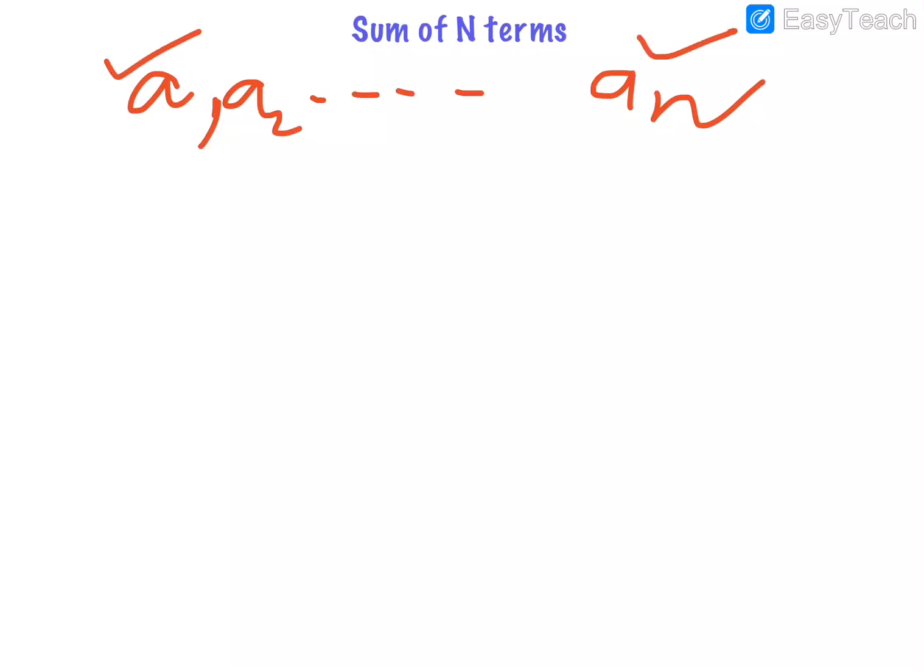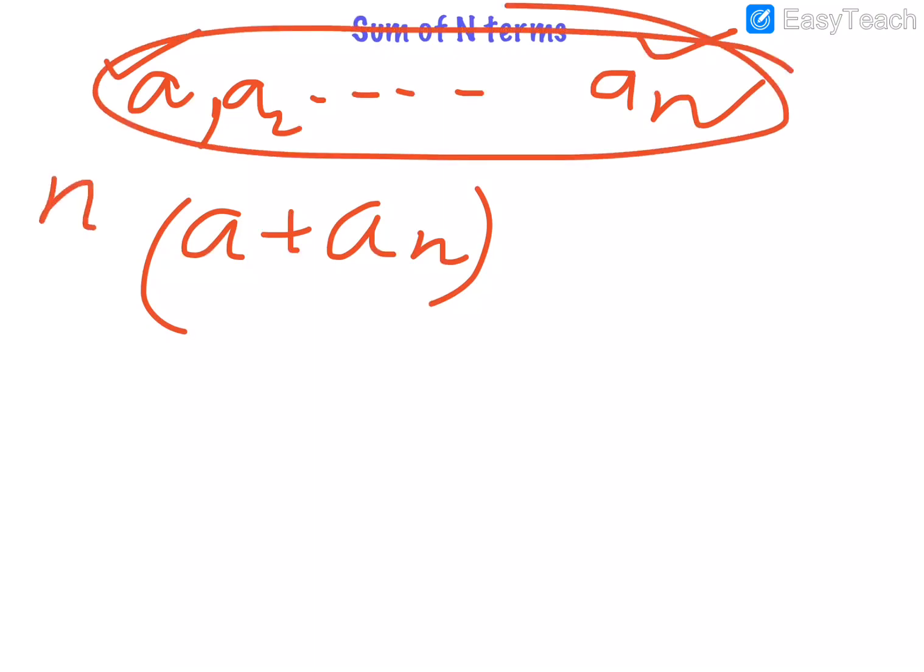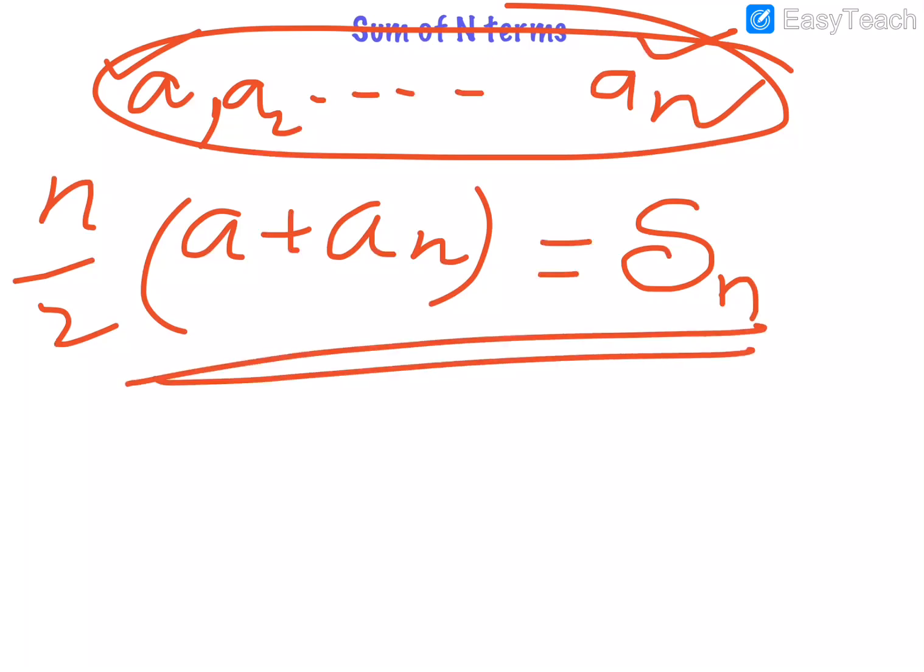Now let's formulate it. For any series a1, a2, and so on, n terms are there. How can you add all the terms with a simple formula? Simple. We add the first one and the last one, like he did for 101: a plus an. And when you couple two numbers together, the total n numbers become n by 2 pairs. So n by 2 into a plus an. This is what is called the sum of n terms, which we represent with Sn.